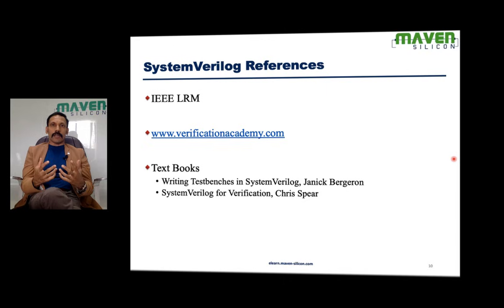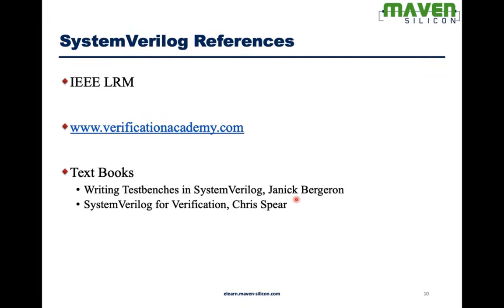And then if you want to understand more of the language features, especially how you can use these language features to implement the test bench, then I would say you refer to verificationacademy.com. The more time you spend on this website, the more you will be able to emerge as a hands-on engineer. Also, there are good textbooks available in the market. Writing Test Benches in SystemVerilog by Janick Bergeron. The other one is SystemVerilog for Verification by Chris Spear.